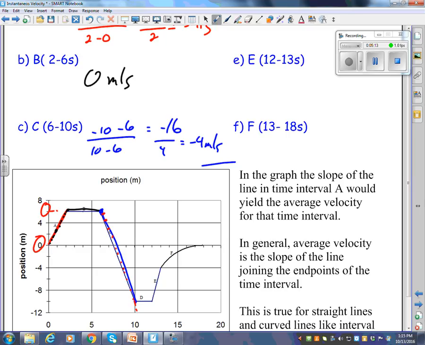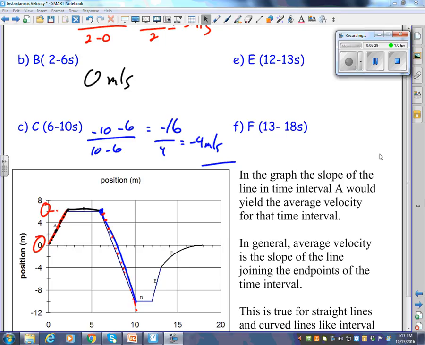-4. Okay, you guys go do D, E, and F. No grief with F. I usually expect some grief. That was pretty easy. Okay, well, that's good. Let's just check them here.